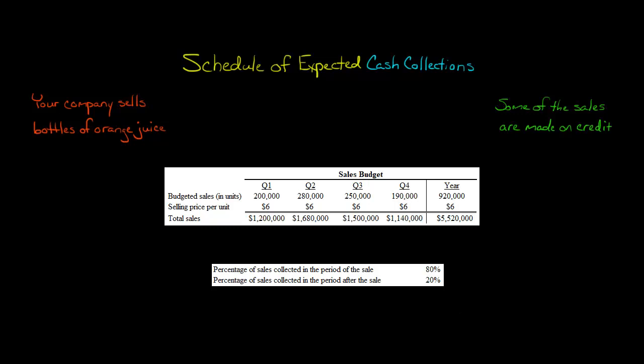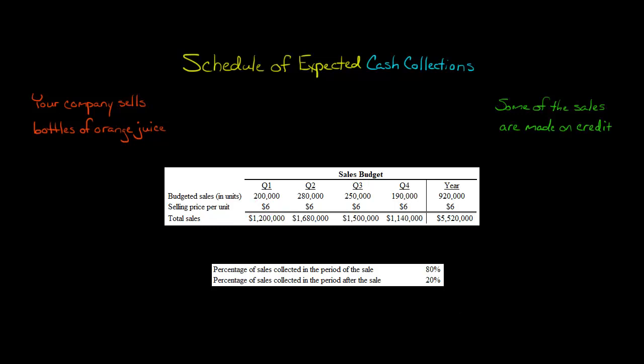In this video, we're going to put together a schedule of expected cash collections. So let's say your company sells bottles of orange juice and you put together your sales budget for the next 4 quarters. You've got quarter 1 through quarter 4, and then you've got the entire year. And you've got your budgeted sales in terms of units, which is bottles of orange juice. In the first quarter, you expect to sell 200,000 bottles of orange juice for $6 a bottle, which would lead to $1.2 million in sales.